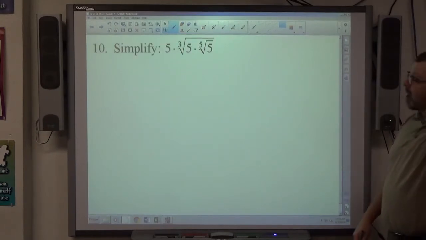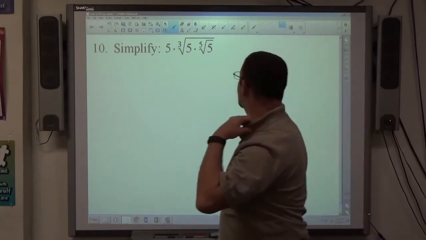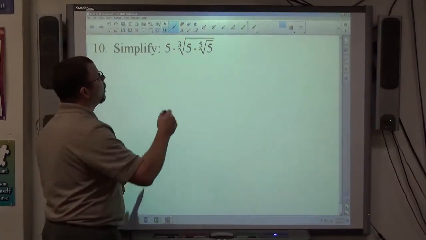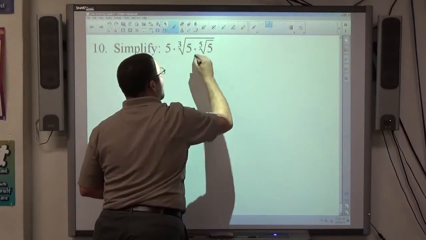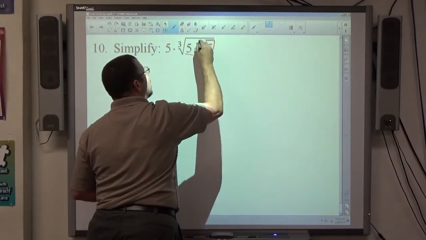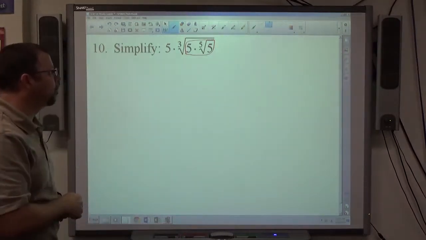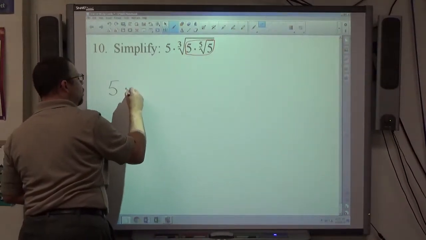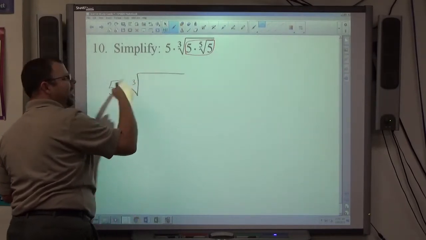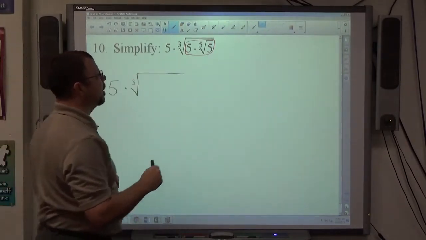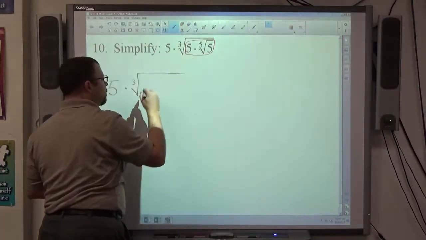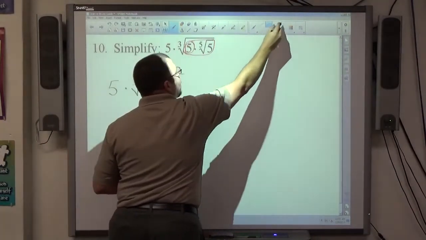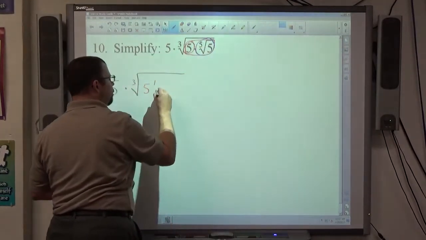Number 10, simplify 5 times the cube root of 5 times the fifth root of 5, where the fifth root of 5 is inside the radical, the cube root radical. So our first task is to get this expression down to 5 raised to a power. The 5 out here that's being multiplied by the cube root of the whole thing is not even affected by anything until we deal with the inside object first. This part is just 5 to the first power, and this other part here is going to be 5 to the 1/5 power.